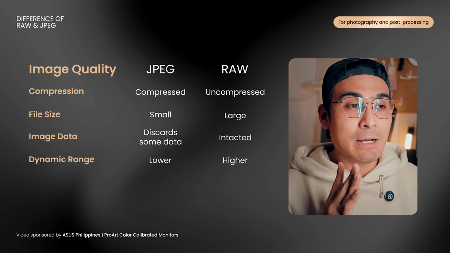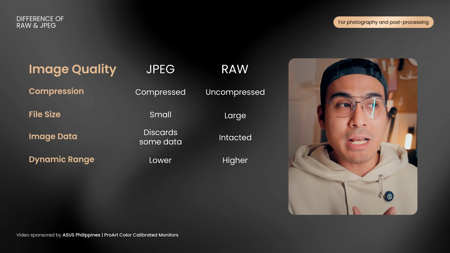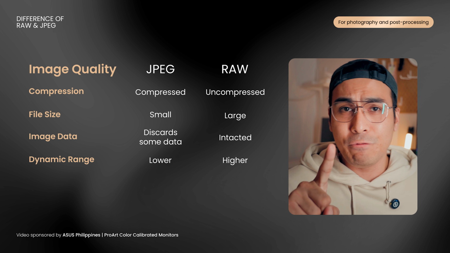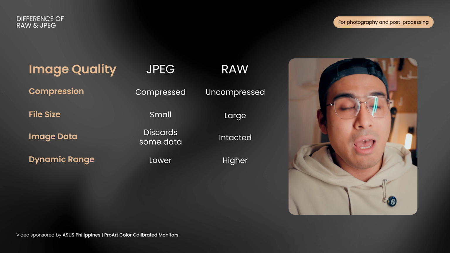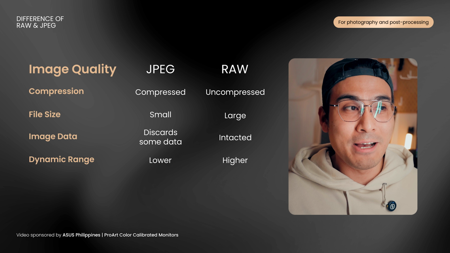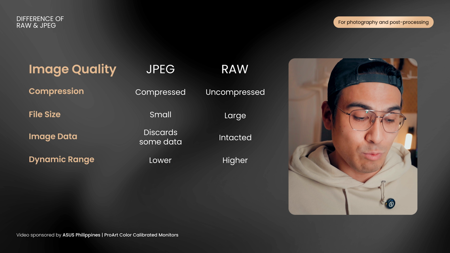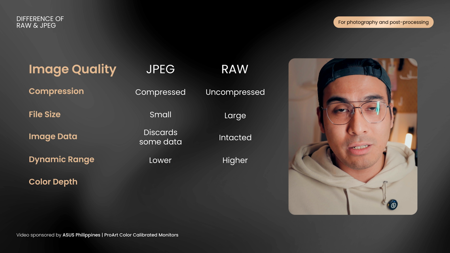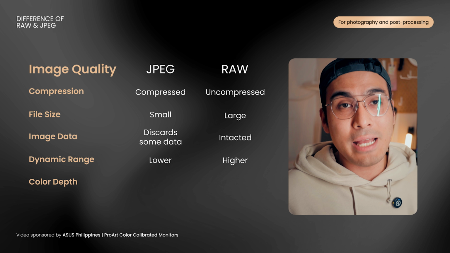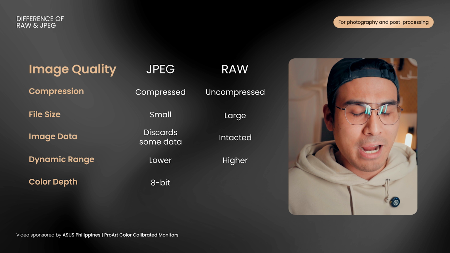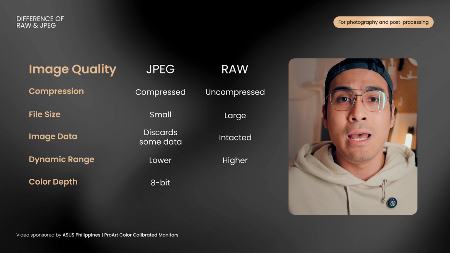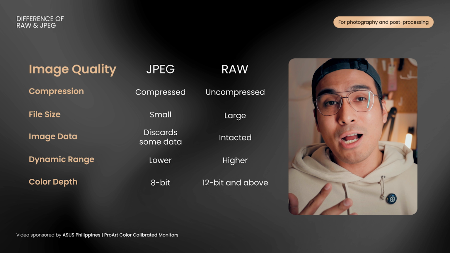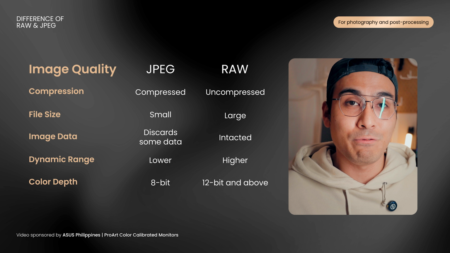Unlike kapag sa raw file, medyo may flexibility pa in terms of highlights and shadows, and nandun pa talaga yung detail. And if you will recover those things, medyo may pag-asa ka pa na ma-recover yung highlights or shadows mo. In terms of color depth naman, I've said earlier na ang JPEG has like 8-bit colors lang compared to RAW na meron 12-bit. But again, dahil sa evolution ng technology ngayon, meron ng mga RAW file na umaabot ng hanggang 14-bit.